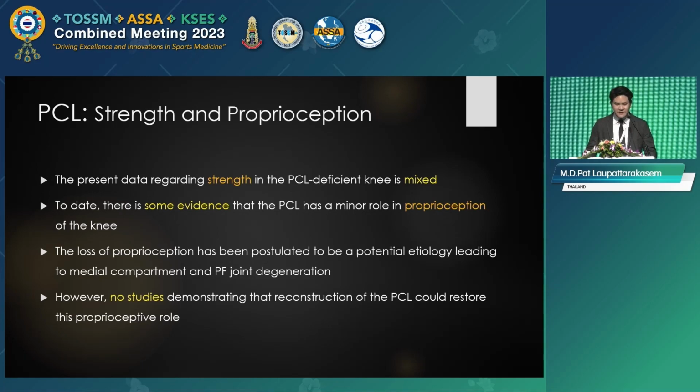The present data regarding the strength in the PCL deficient knee is mixed. To date, there is some evidence that the PCL has a minor role in proprioception of the knee. The loss of proprioception has been postulated to be a potential etiology leading to medial compartment and patellofemoral joint degeneration. However, no study has demonstrated that reconstruction of the PCL could restore this function.